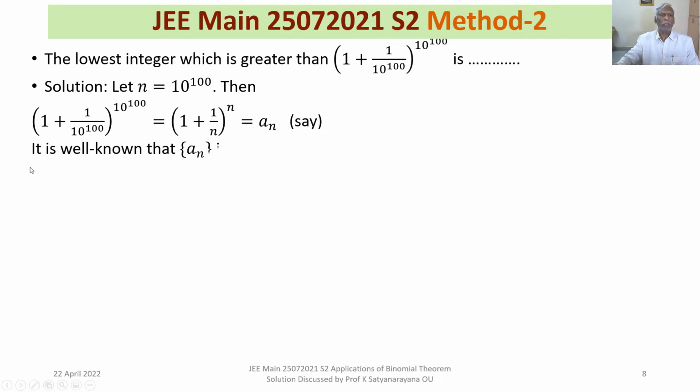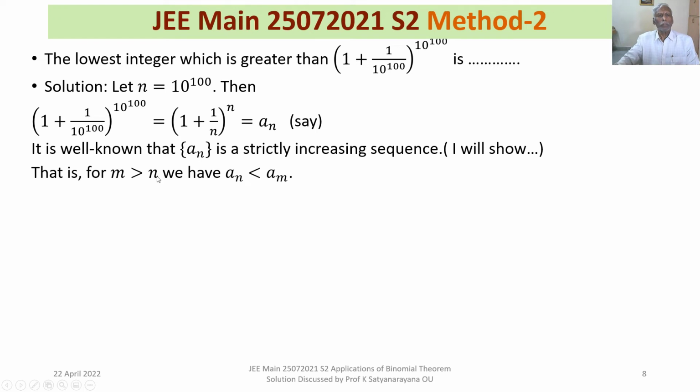So it is well known that this sequence a_n, where a_n is (1 plus 1 by n) whole power n, is a strictly increasing sequence. I hope that you know this result. If you do not know this result, I will show you, don't worry. I will show you how this is a strictly increasing sequence in the next slide.